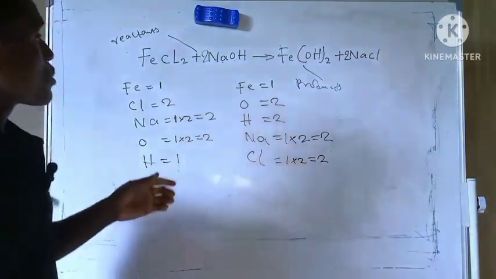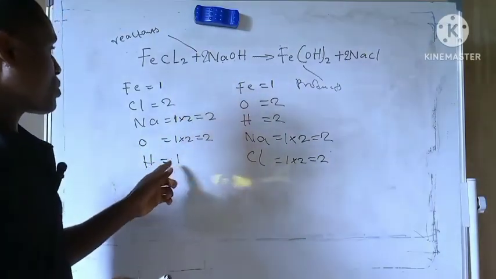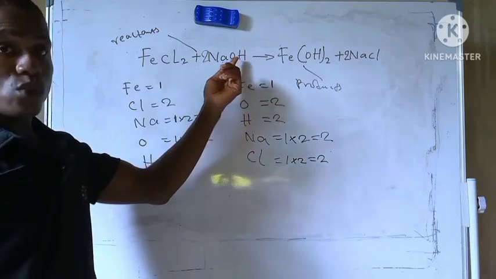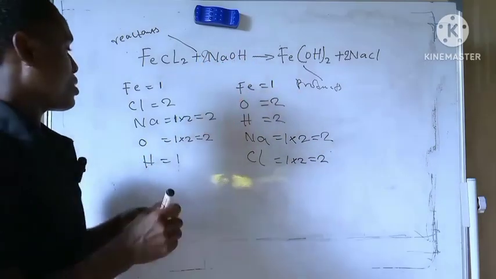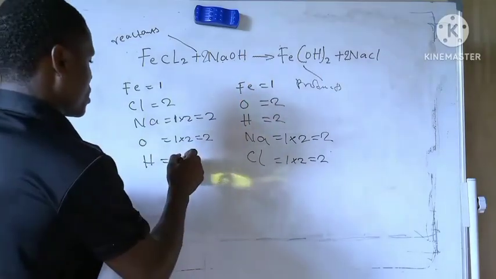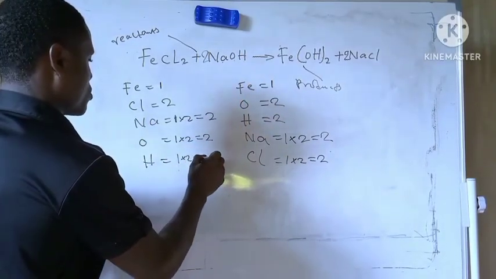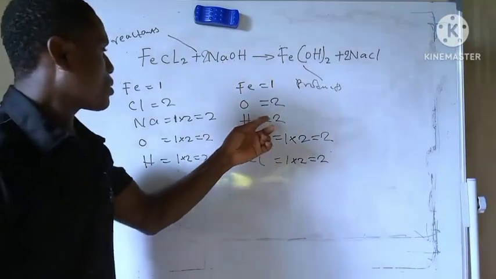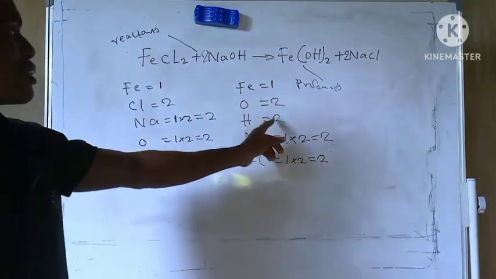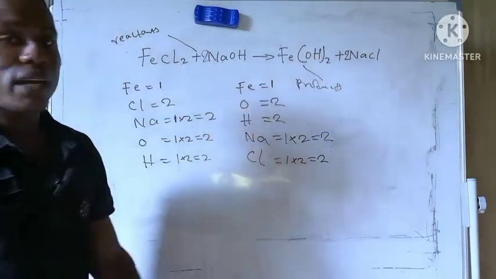Are you getting it? So the last one is what? Hydrogen, right? So hydrogen here is 2, isn't it? Because this 2 is affecting everything here. Okay. So hydrogen here is 2. So 2 multiplied by this one should be 2. Are you getting it? So at our right side, hydrogen is what? 2. Are you getting it?